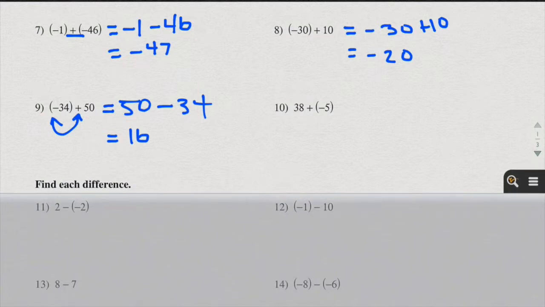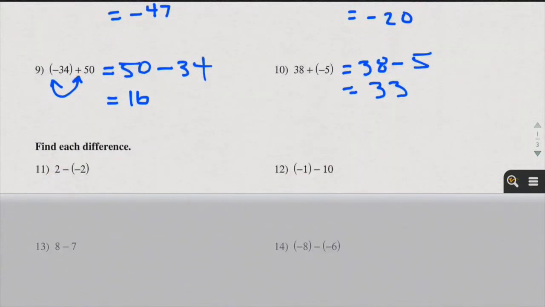Okay, number 10. 38 plus -5. So what do we do for that? We keep the 38. That's not going to change. And then we have a positive and a negative, a plus minus. That ends up becoming a negative or a minus 5. We end up getting 38 minus 5, which is 33.